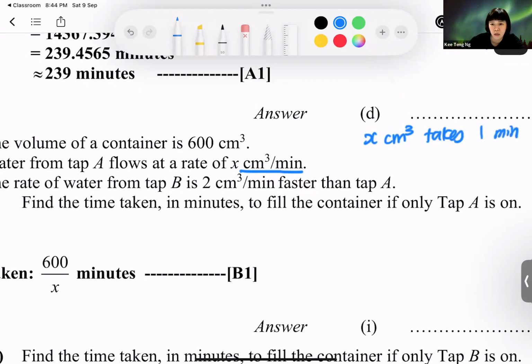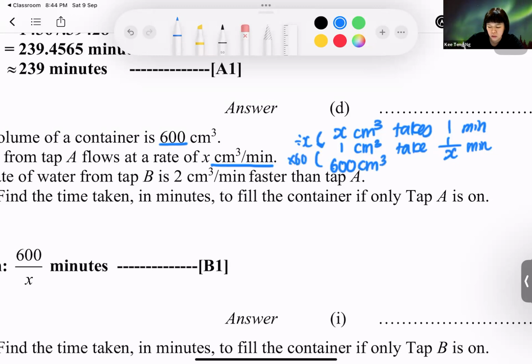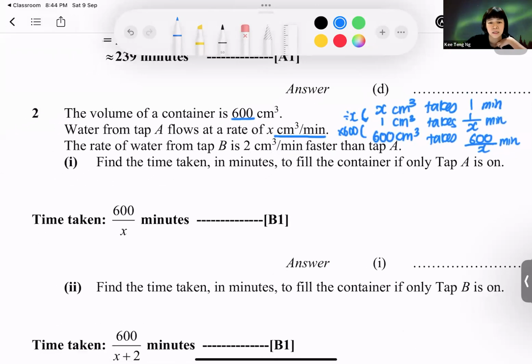Then the question now is, if I have 600 cm cube, before I find 600, I'm going to find 1 cm cube first. Will take how long? So I'm going to divide by x. That's why I come up with 1 over x of a minute. And then if I have 600 cm cube, I times 600. Multiplying by 600 brings you to the numerator. Right, so 600 over x of a minute. Okay, so time taken, this one, I try to explain it in this manner. So this one will be 600 over x.